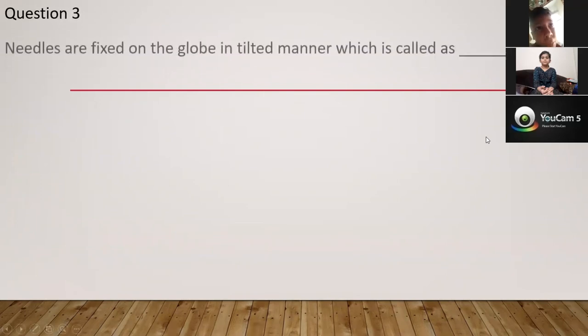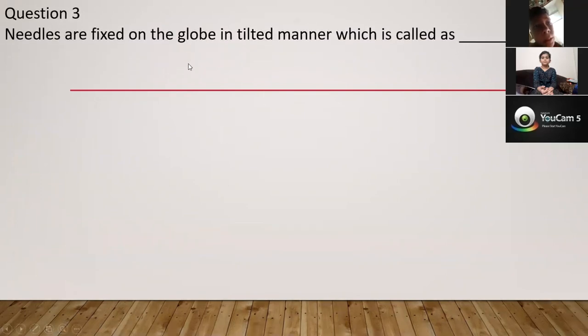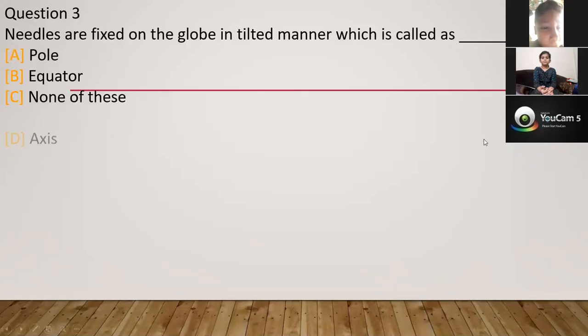So this is question number 3. Please be careful. Needles are fixed on the globe in a tilted manner, which is called as dash. Yes, this is pole. Okay, nice. Your answer is absolutely right. Okay, fine. This is pole. I'm not doing anything further because our time is out. Pole is the correct answer.